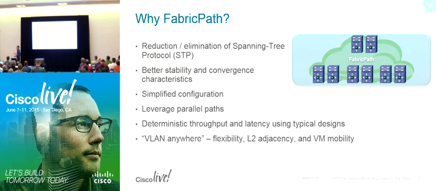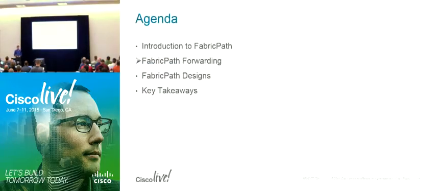Now, finally, we have something we can call VLAN, any VLAN anywhere. What does that mean? Remember the traditional network slide I showed you? We have pods, and sets of VLANs are only limited to that pod. Now with FabricPath, we have a wide access layer, where any VLAN can exist on any one of those switches, and workloads can maintain layer 2 adjacency through the fabric.